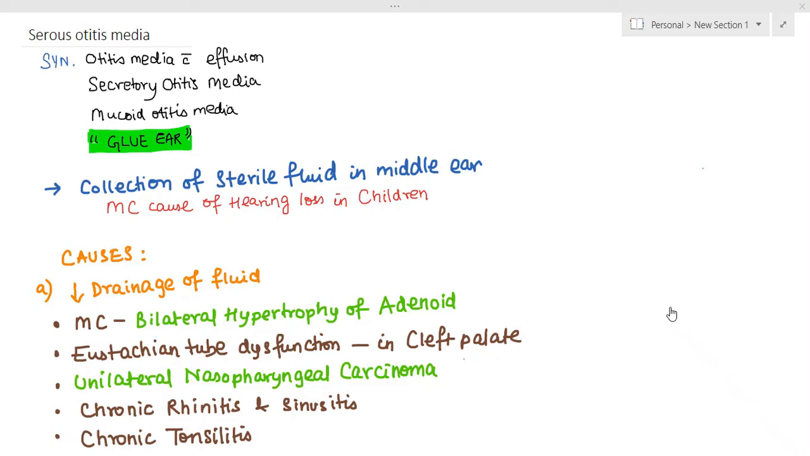Welcome guys, today we'll be talking about serous otitis media. It is also known as otitis media with effusion, secretory otitis media, mucoid otitis media, or glue ear. We'll talk about that later. Okay, so what is serous otitis media?